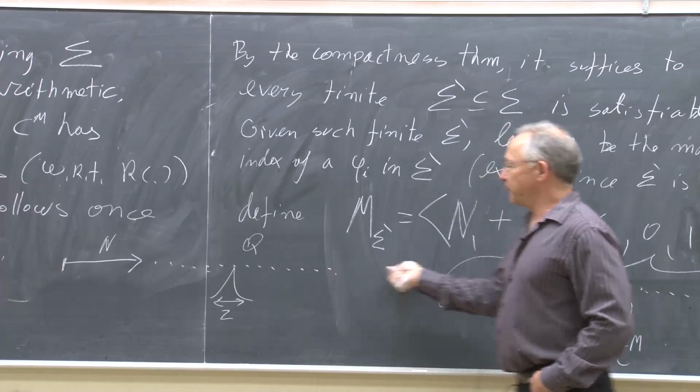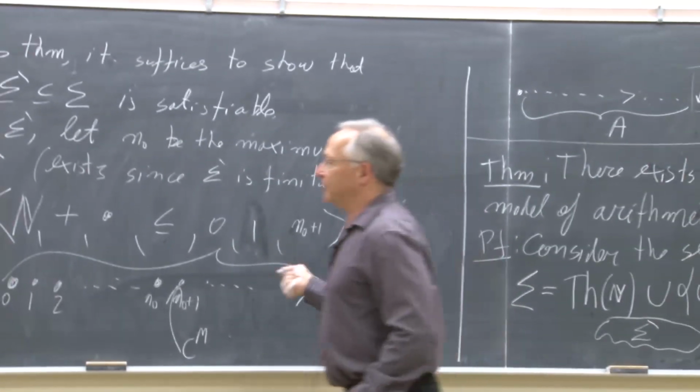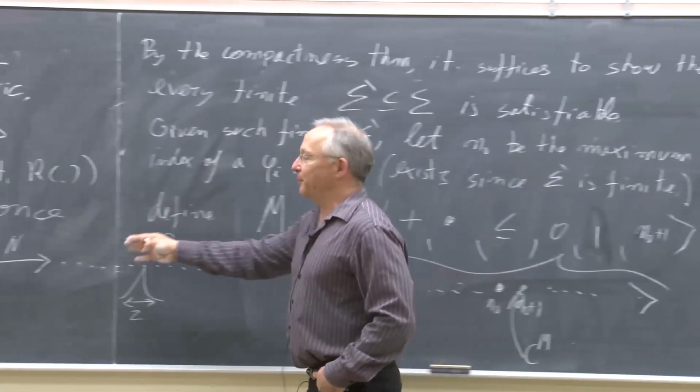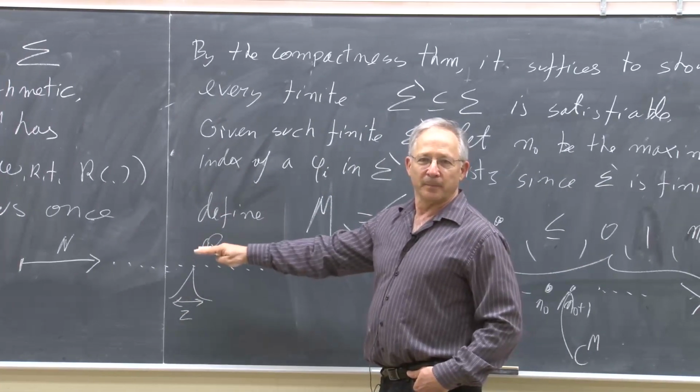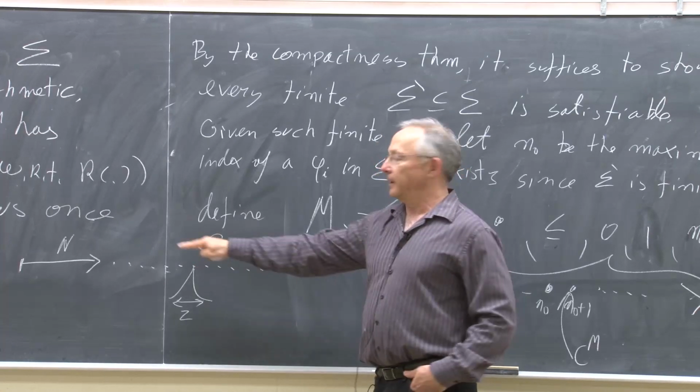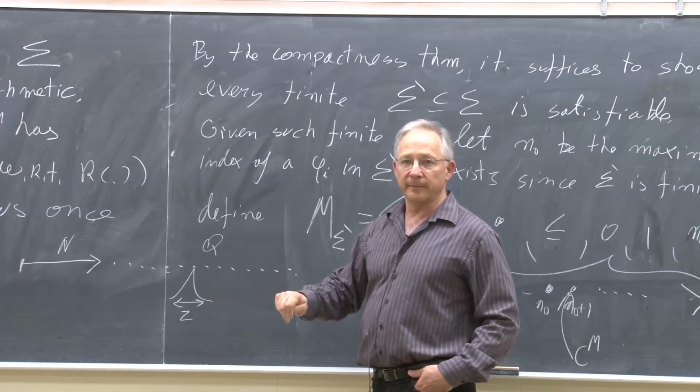So this is kind of the way these models look. But this could be very, very long. Instead of Q, I could have here the real numbers. It will not notice the difference. I just need here a linear set with no first and no last element, which is dense.